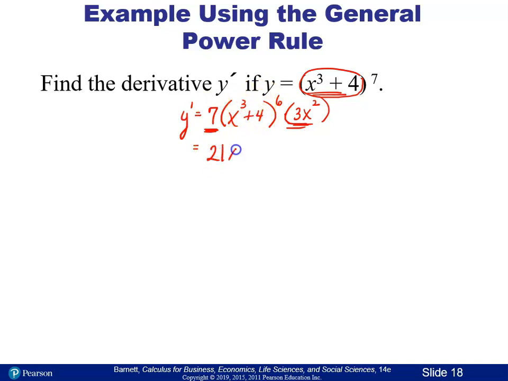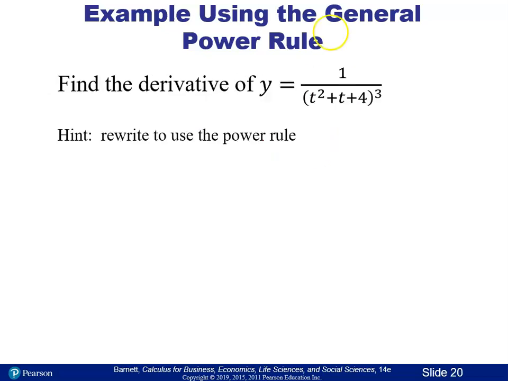So 21x squared, and then x cubed plus 4 to the 6th power. Okay, if we have one like this, we could use the quotient rule, but it's going to be harder if we try to use the quotient rule. So there's some that it's going to be beneficial to do a rewrite of first.